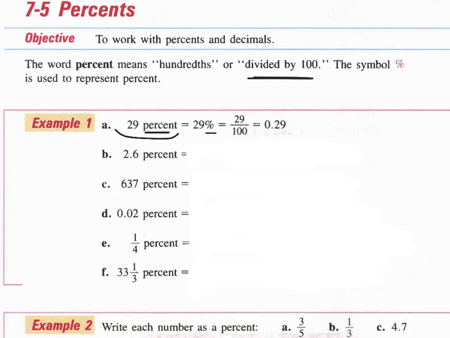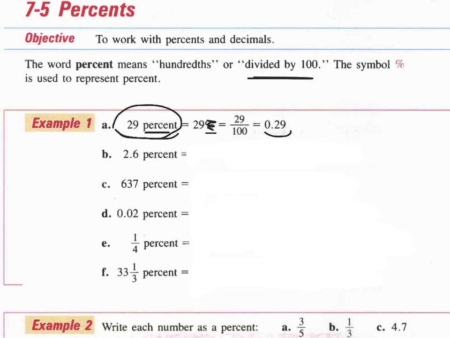So if you were to convert something like this into a fraction, you would take away the percent sign and add 100 to the denominator, because remember that fraction bar means division. Then if I actually divided it, 29 divided by 100, that would give me the decimal form.